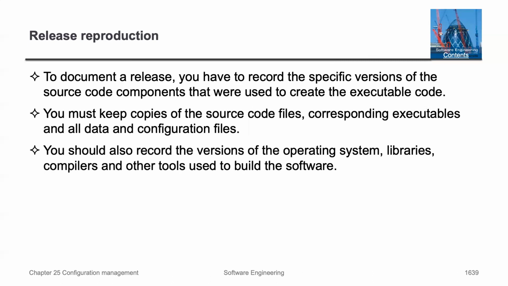For release reproduction, to document a release, you have to record the specific version of the source code components that were used to create the executable code. You may keep copies of the source code files, corresponding executables, and all data and configuration files. You should also record the versions of the operating system, libraries, compilers, and other tools used to build the software.